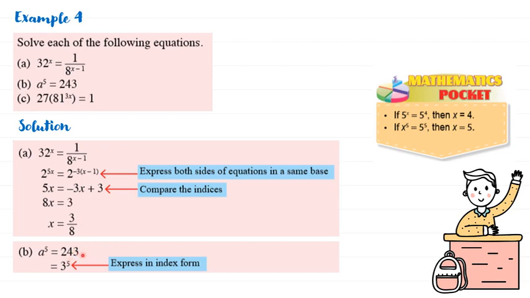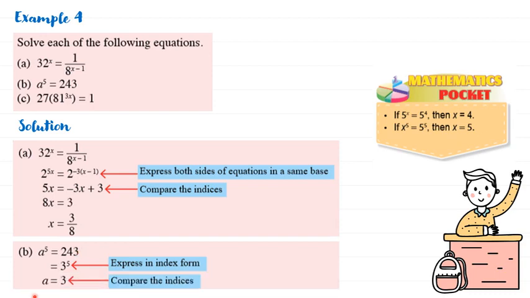So one of the solutions that you can do, you have to make this 243 in terms of index form. The index should be 5, so 3 to the power of 5. You can refer to the second example, x to the power of 5 is equal to 5 to the power of 5. So the index is already the same, so for the base, you just compare. So x is equal to 5.